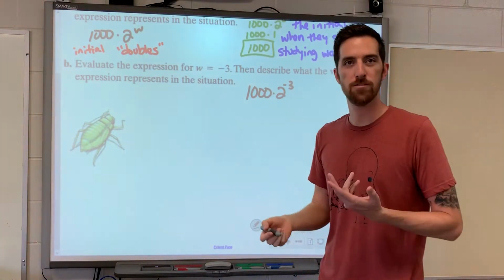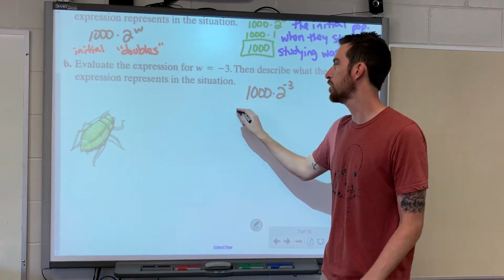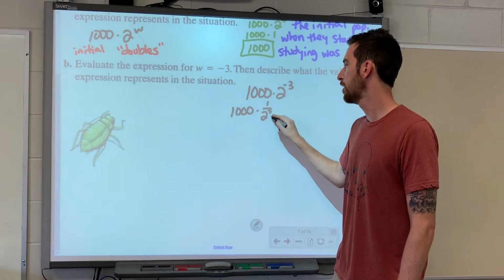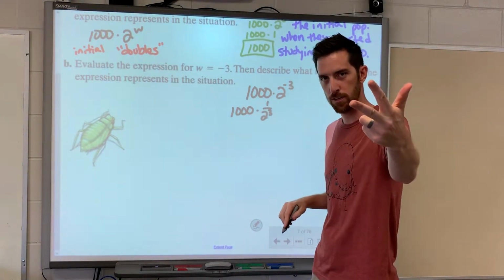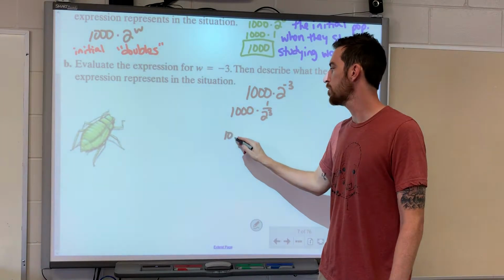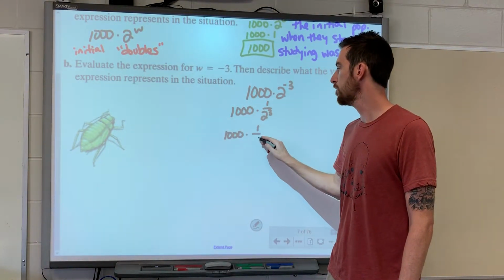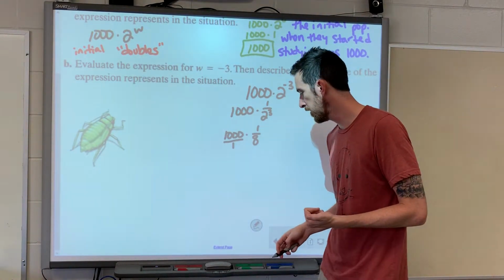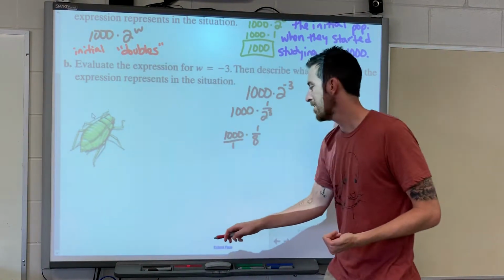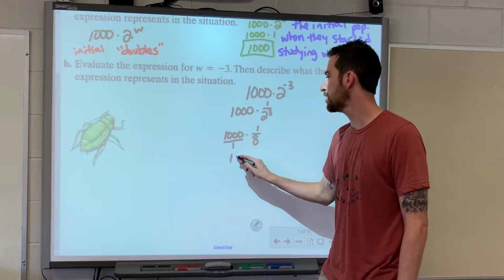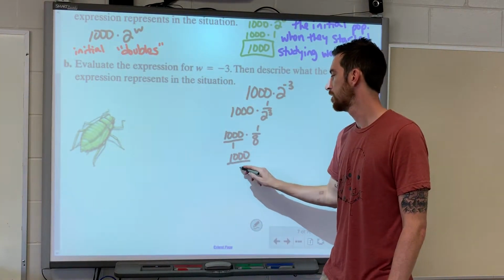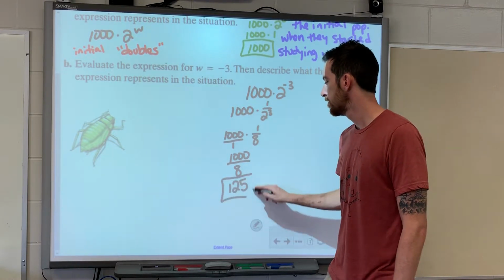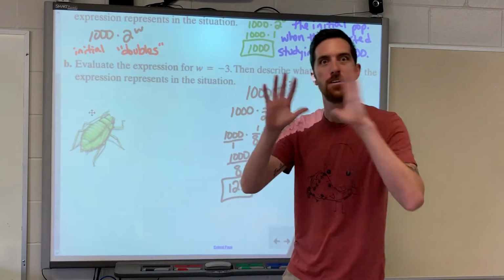Let's handle our exponents first. 2 to the -3rd becomes 1 over 2 to the 3rd power. 2 times 2 is 4, times 2 is 8. So this becomes 1,000 times 1 over 8, which you can turn into 1,000 over 1 if you'd like. And if you simplify that, it'd be 1,000 over 8, which is 125. So there it is when we evaluate it.